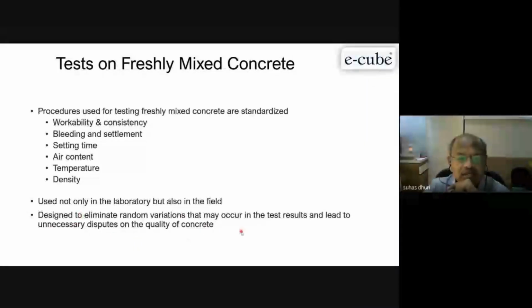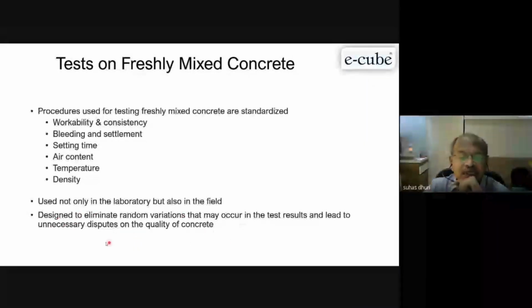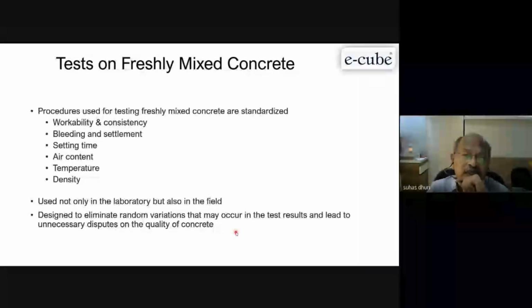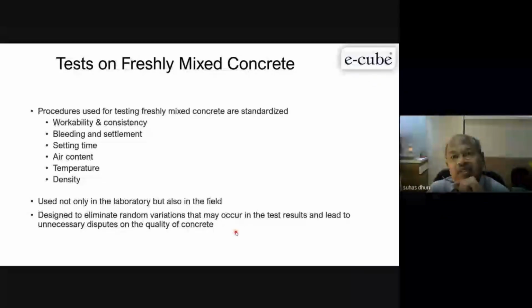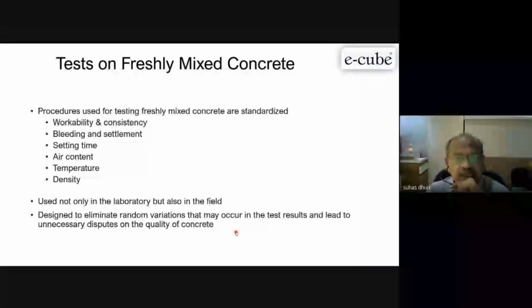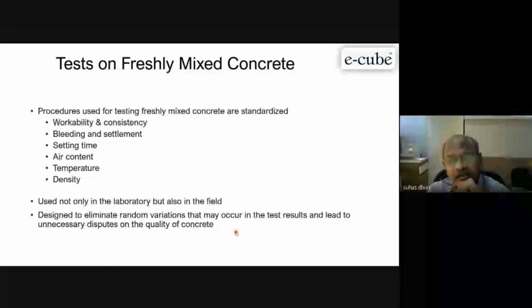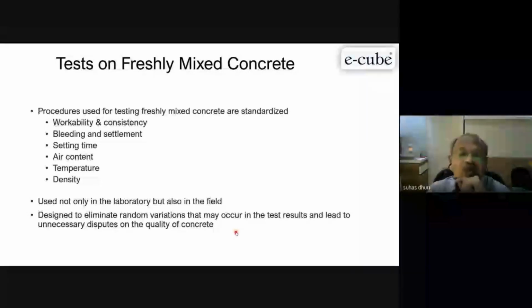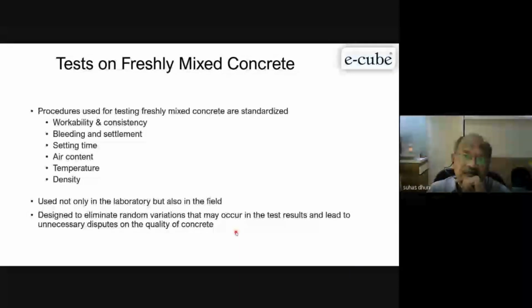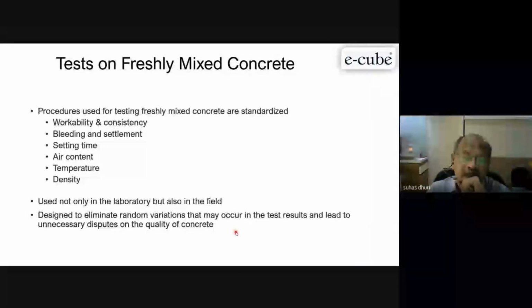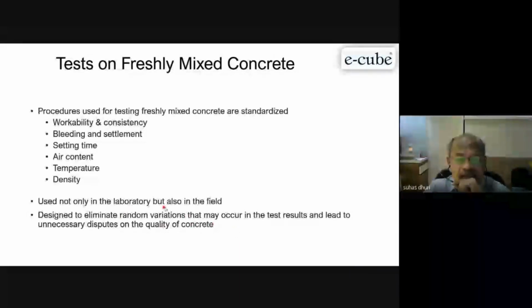Now what happens is a dispute about the quality and how much sampling has to be done. That has to be agreed upon at the initial stage before proceeding with the concrete. If you refer to IS 4926, they have given the frequency. That is for guidelines, but you can have your own frequency also. Otherwise, variation may occur in the test results, or an unnecessary dispute about the quality of the concrete.